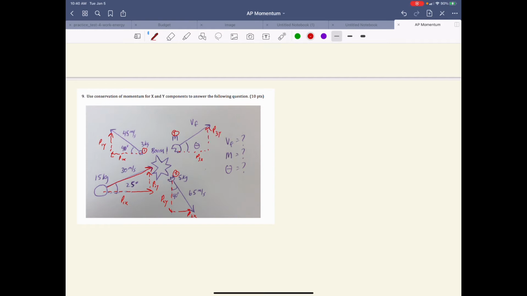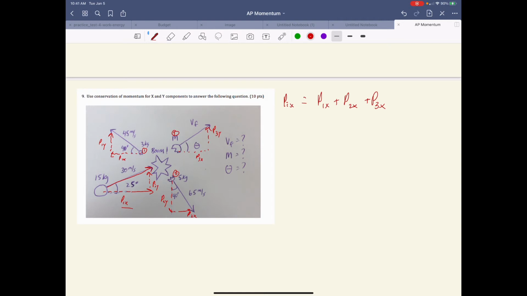Okay. So the one thing we know is that the initial momentum in the x direction, p initial x, has to equal all the x momentum at the end. So p1x plus p2x plus p3x. Right? There's a conservation.